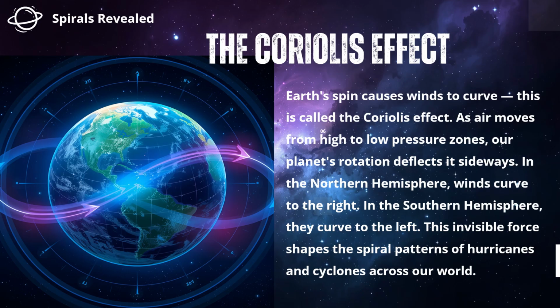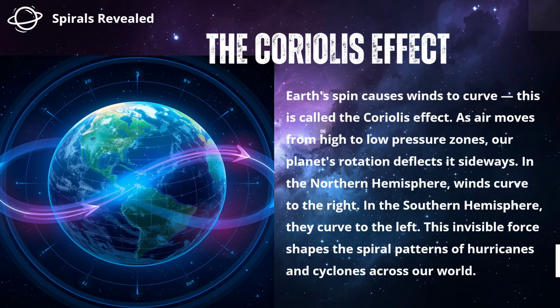Earth's spin causes winds to curve, as we have seen earlier. This is called the Coriolis effect. As air moves from high to low pressure zones, our planet's rotation deflects it sideways. In the northern hemisphere, winds curve to the right. In the southern hemisphere, they curve to the left.